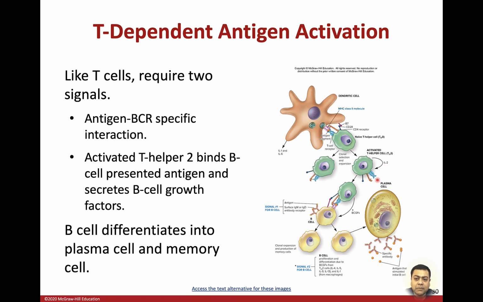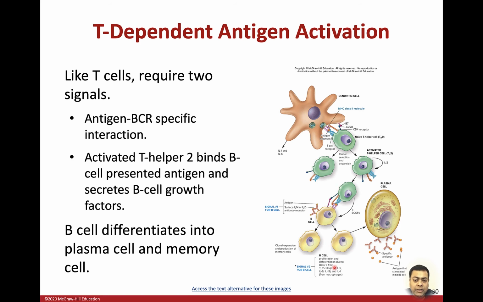These activated T helper cells, type 2, from TH0 to TH2 by the selection expansion, will now activate a B cell. This is signal one for the B cell, which binds to the antigen. But along with that, to really proliferate, you need this second signal as well. So that's your second signal.